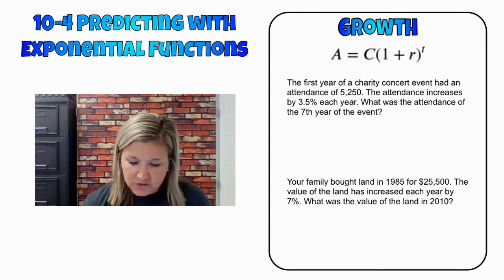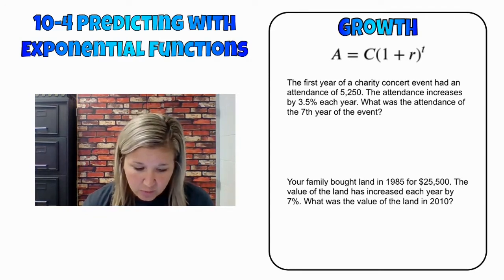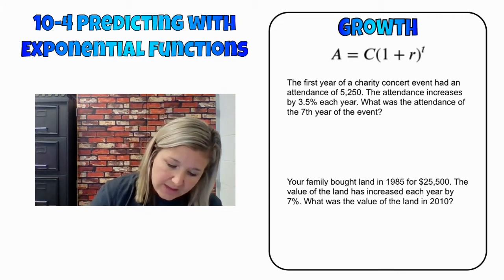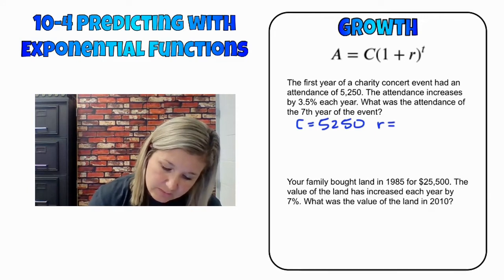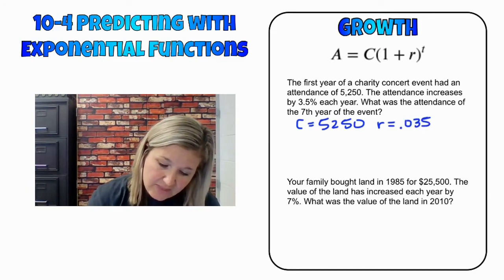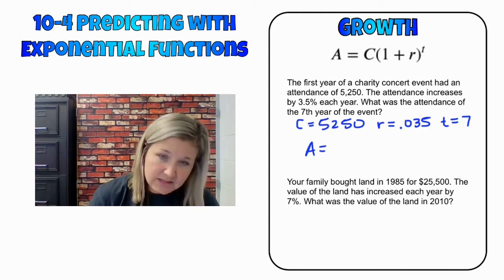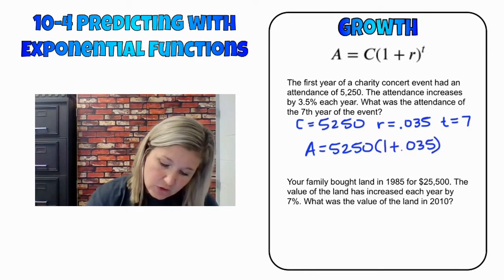We have the first year of a charity concert event had an attendance of 5,250. The attendance increased by 3.5% each year. And then what was the attendance on the seventh year of the event? So let's take a quick look at what this is going to look like. I know that my beginning amount, which is going to be C, is going to be 5250, and my R is going to be 0.035, and then T is going to be 7. And so my ending amount A is going to be 5250 times 1 plus 0.035 raised to the seventh power.